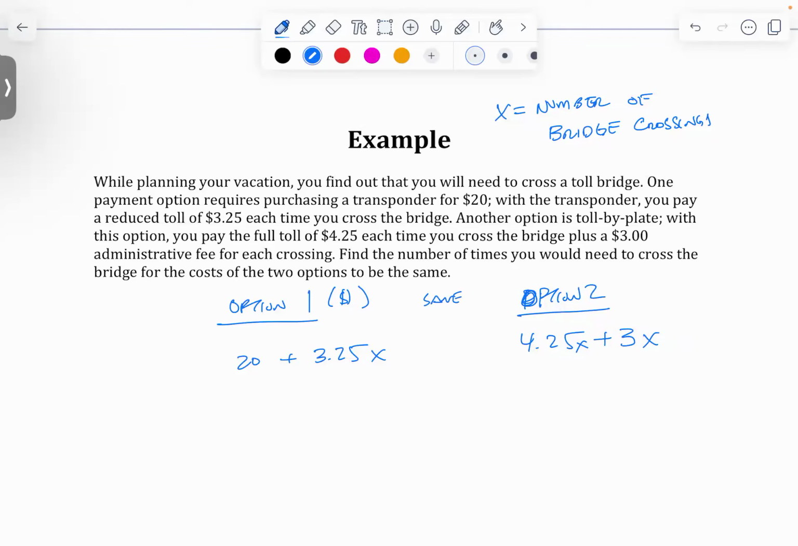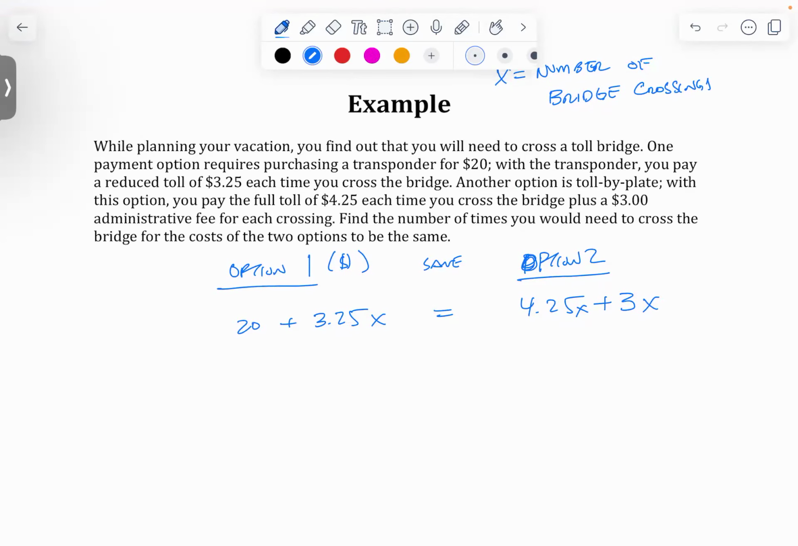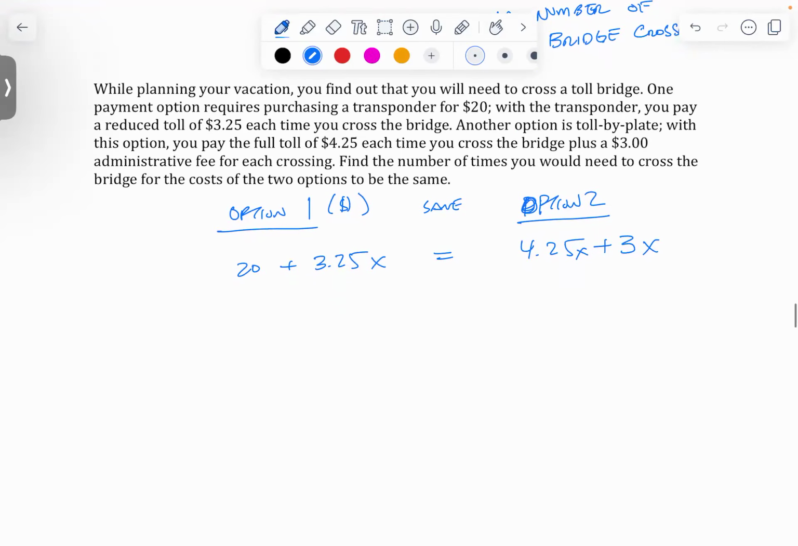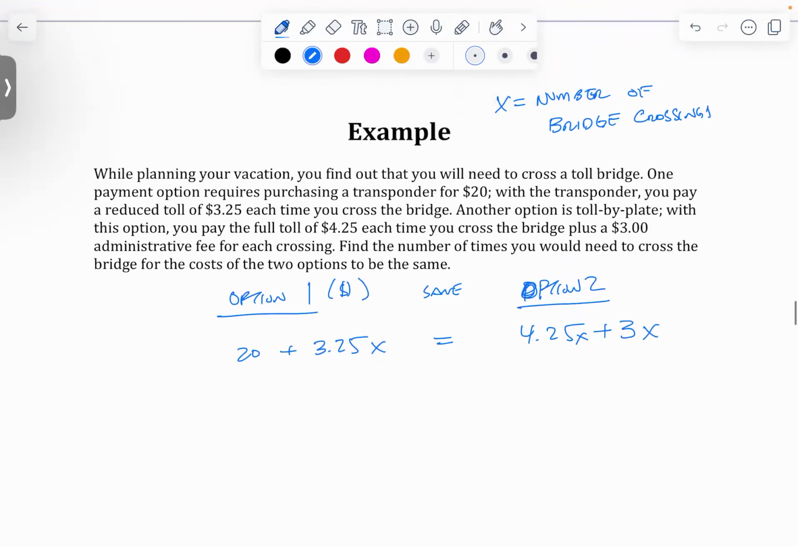So basically, we're trying to identify when they're the same, which means I'm setting them equal. And oh, look at that. Basically, I just have a simple equation that now I need to solve. It's all about identifying my information. I found my variable, I set up my equations.